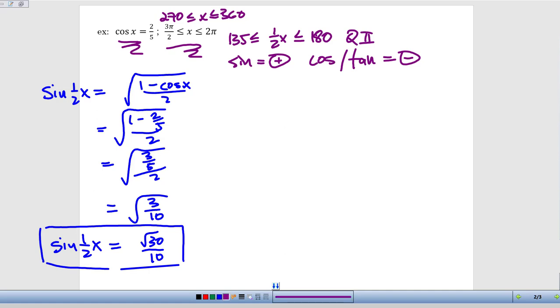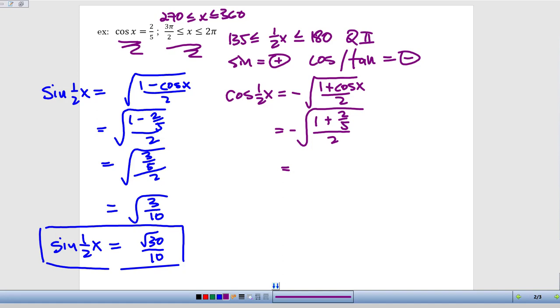For cosine, if we work through that one, the cosine of the half angle is equal to, this time we're going to assign the negative sign to it. So it's going to be the negative square root of 1 plus cosine of x over 2. Because our half angle is in the second quadrant, we know that cosine is negative in the second quadrant, so we have to choose that negative sign. The answer is not plus or minus in either case. So continuing forward, we've got negative, we'll write that down to keep it in mind, the square root of 1 plus 2/5 all over 2.